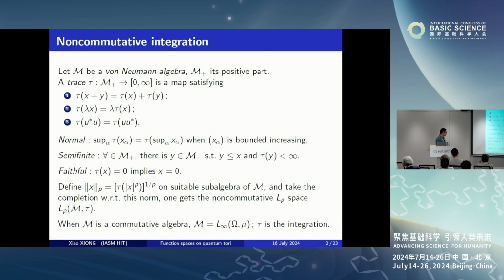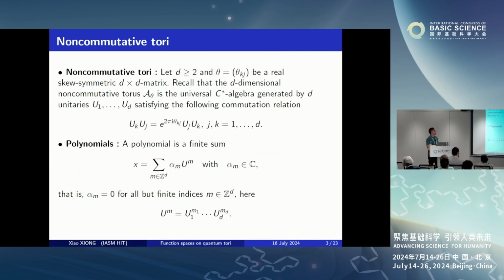Let's look at the quantum theory, or noncommutative theory. Basically, let's just look at the definition. It is a C-star algebra generated by some operators. If we look at the degenerate case, which means theta becomes 0, then U_k and U_j are commutative. In this case, we can consider this C-star algebra as the continuous functions on the classical d-torus, because we can just put U_k as the periodic function e to the i x_j.